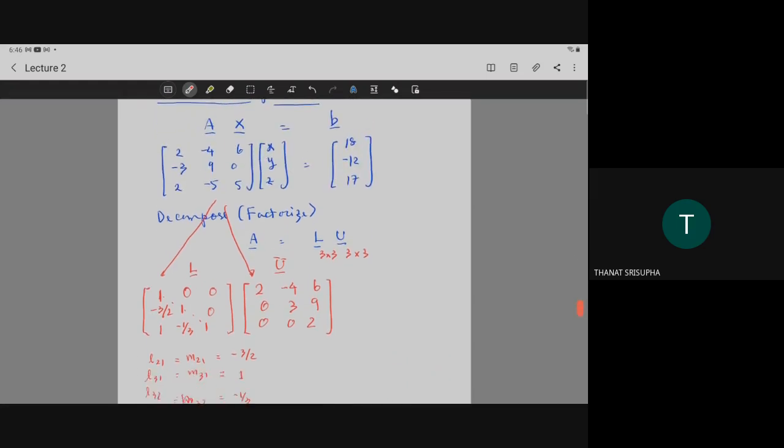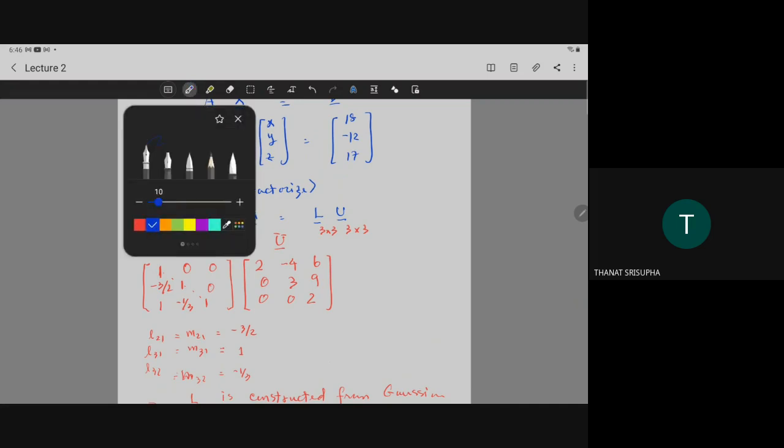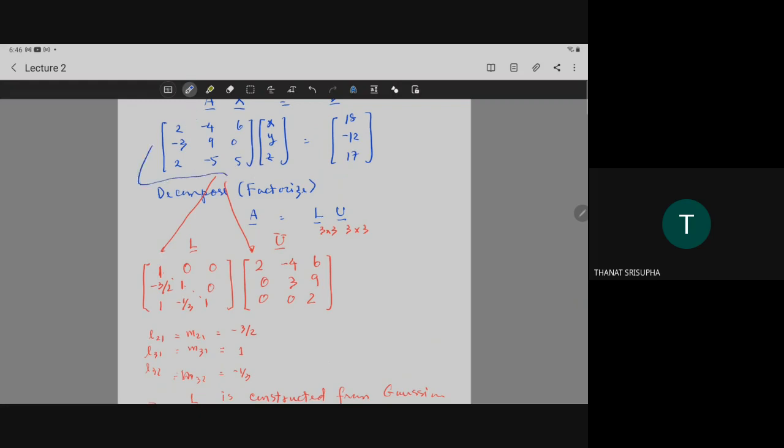And you will notice that the elements here are almost the same as the A matrix, but not exactly. If you compare with the matrix A here, this term is the same, this term is the same, this is the same, and that's all. But some other terms are not the same. And in this case, because we set the diagonal of matrix L as 1, 1, 1, U becomes accordingly.